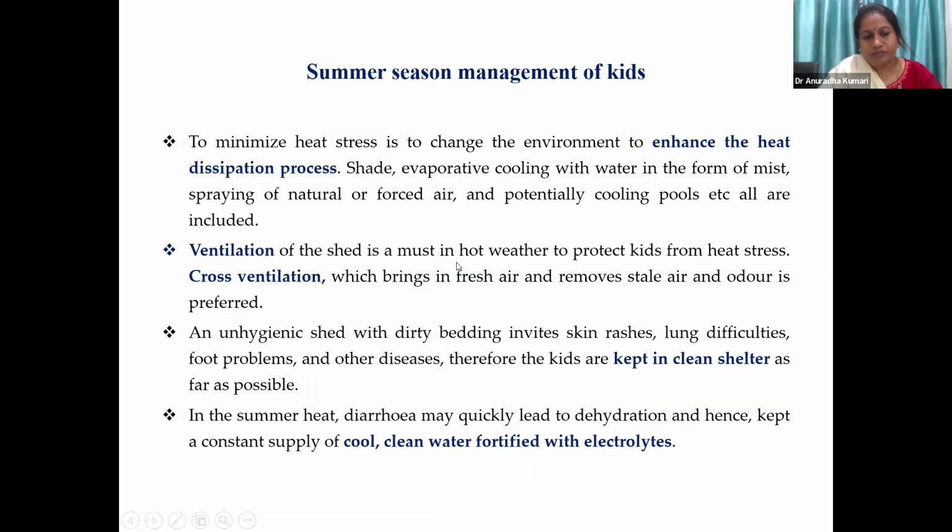Summer management of kids. The best practices to reduce heat stress in kids are those that will enhance the heat dissipation process, like evaporative cooling in the form of either mist or spray. It is also better to improve the ventilation in the animal shed.